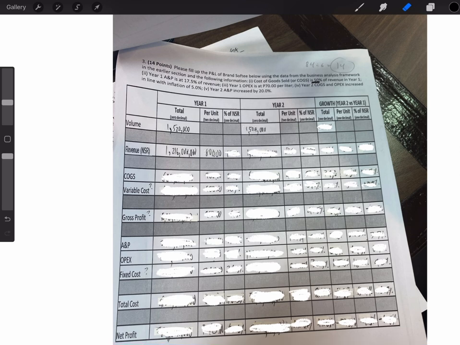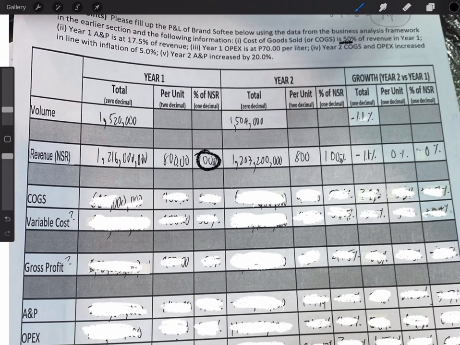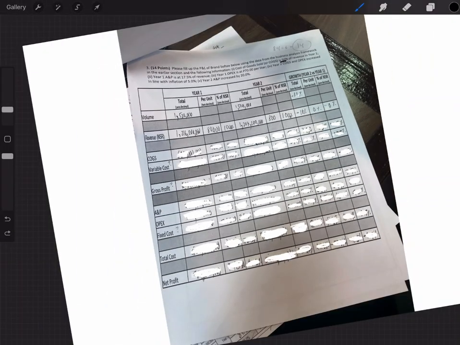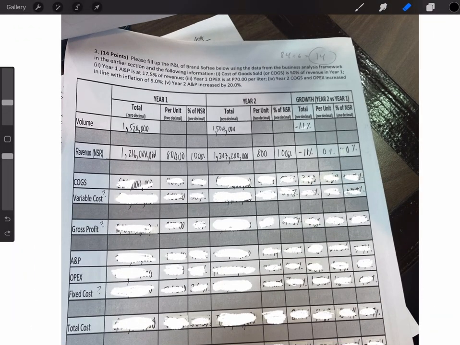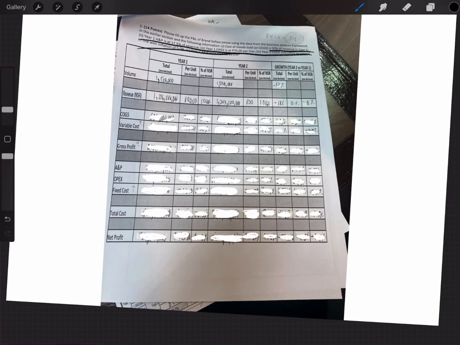Same thing here. Now you'll notice it says percentage of NSR. For the first row, under the tab revenue, everything on this row, when it says percentage of NSR, that's always going to be 100%. Just a general rule. Now we're going to follow all these rules up here to be able to solve for the missing values covered in white.